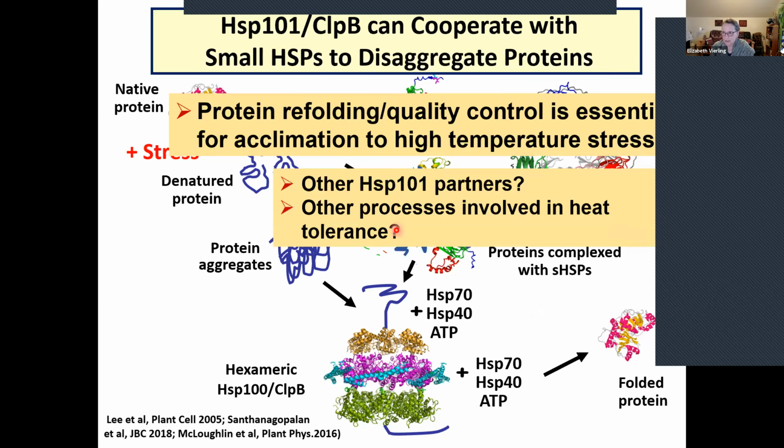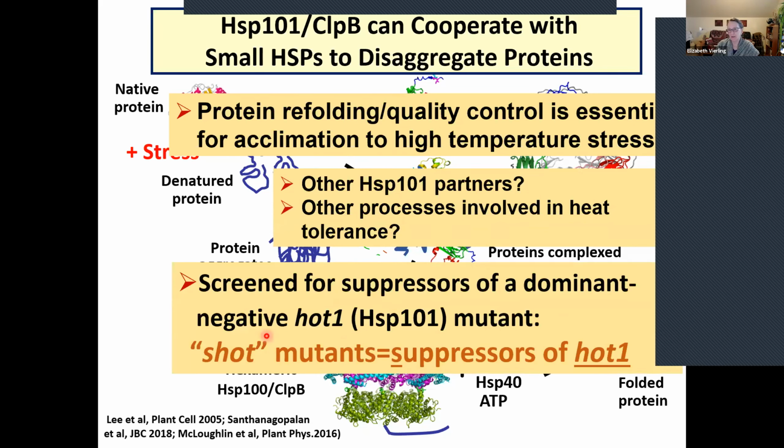And this is where we, again, use genetics to get further into this process. We screened for suppressors of a dominant negative HSP101 mutant, and we've called these mutants SHOT mutants, or suppressors of HOT1.